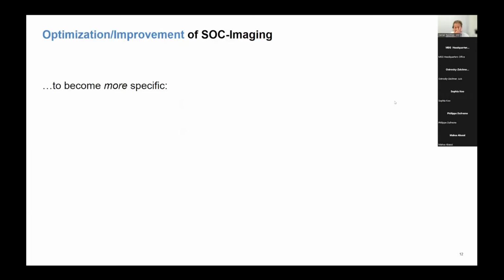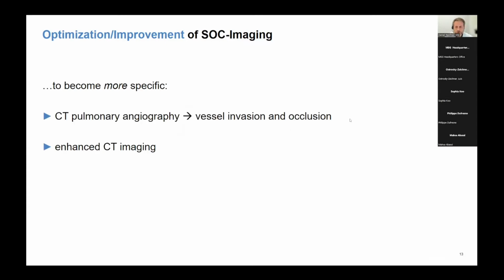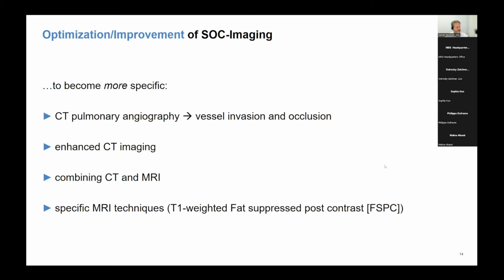Therefore, there are some techniques or strategies to improve standard of care imaging, to become more sensitive or even more specific. One approach is to go for pulmonary angiography to check whether you have any vessel invasion or occlusive signs. We know that the fungus is growing angio-invasively. You can use enhanced CT imaging techniques, and of course, you can combine CT and MRI and use specific MRI techniques.